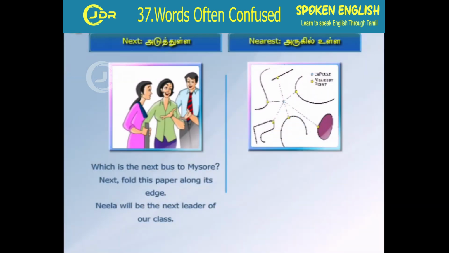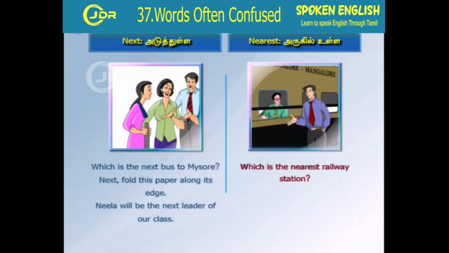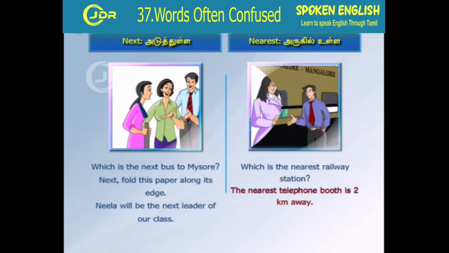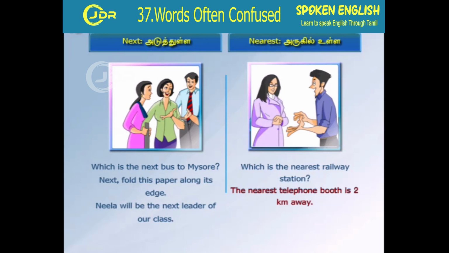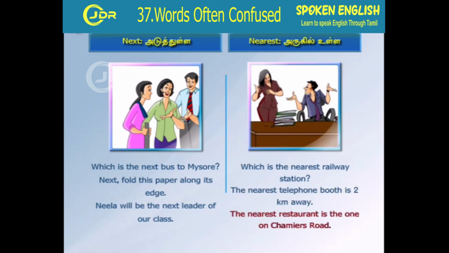Nearest. Which is the nearest railway station? The nearest telephone booth is 2 kilometers away. The nearest restaurant is the one on Chemiers Road.